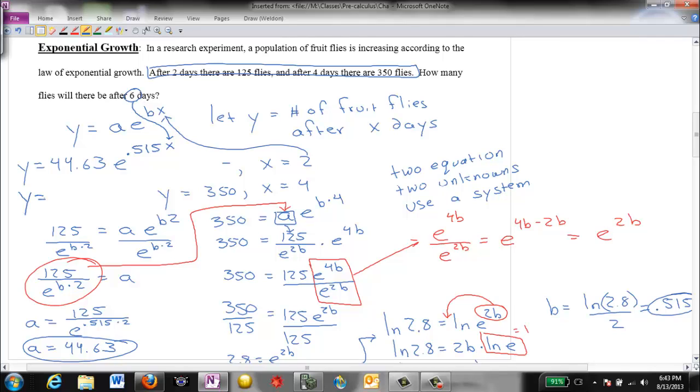Okay, so y equals 44.63 times e to the 0.515 times 6. Okay, and what we find when we perform that calculation is a population of approximately 980 fruit flies. I'm going to round to 980 fruit flies after 6 days. Okay, so this is kind of where I found my answer here. I know it's kind of hard to see with everything that we have already done.